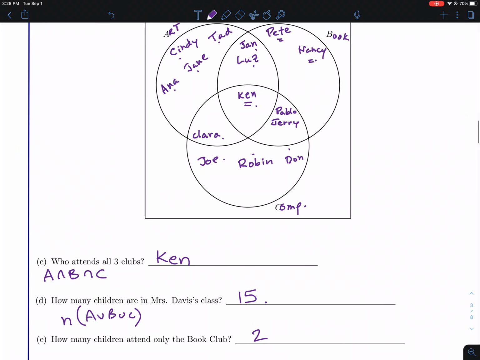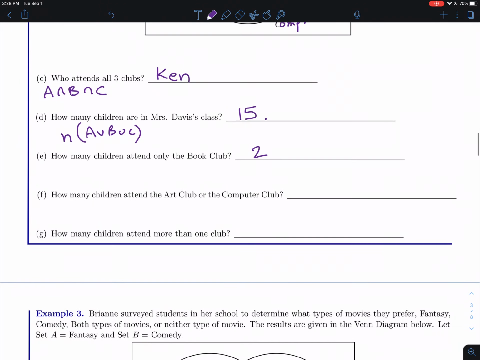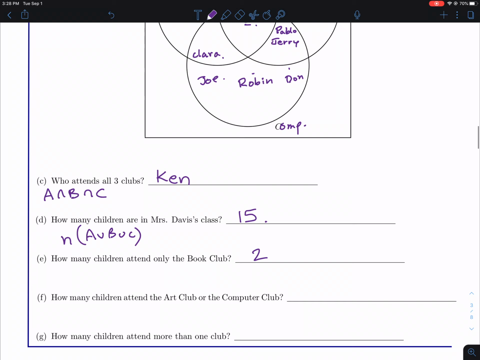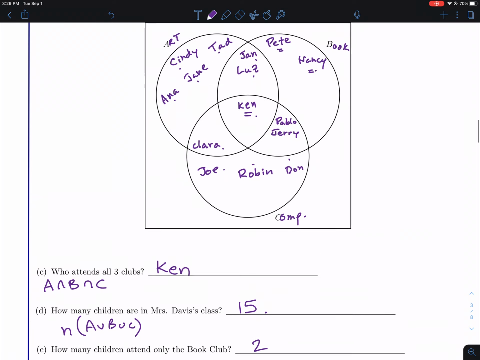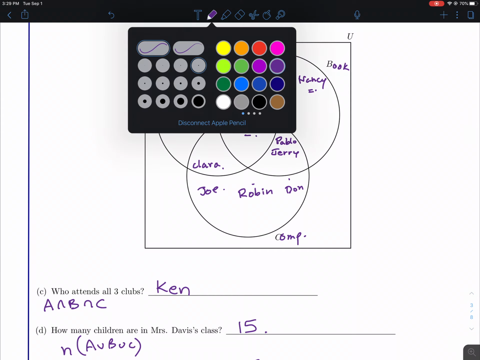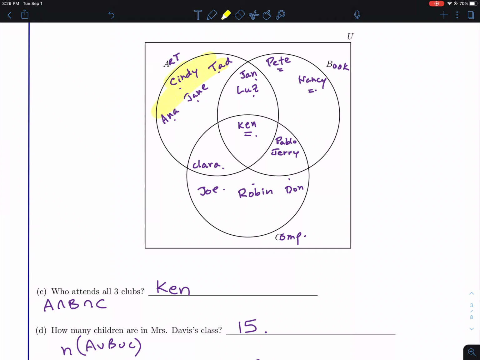All right, so now let's look at how many children attend the art club or the computer club. Again, art club or the computer club means they could be in art, they could be in the computer club, or they could be in both. So when we're trying to figure out who they are, let me use the yellow. We're actually looking at all these folks. In this case, A union C would give us everybody that's in the art club or the computer club.